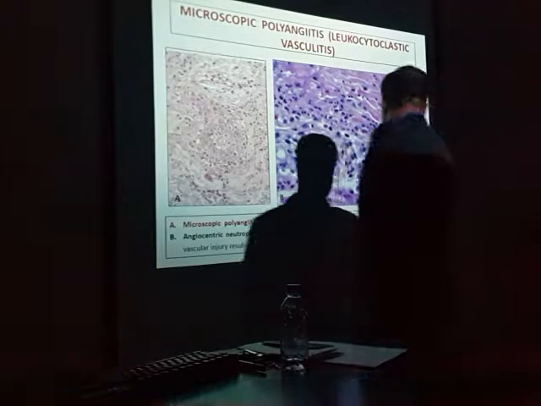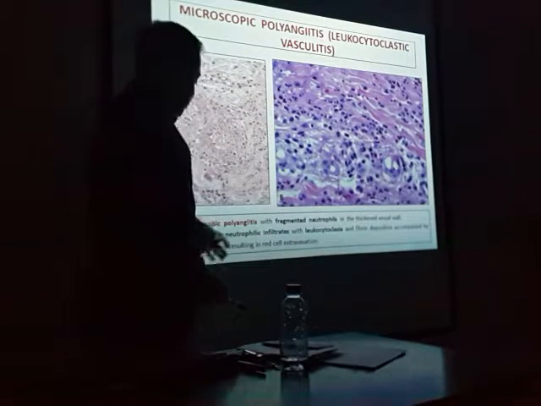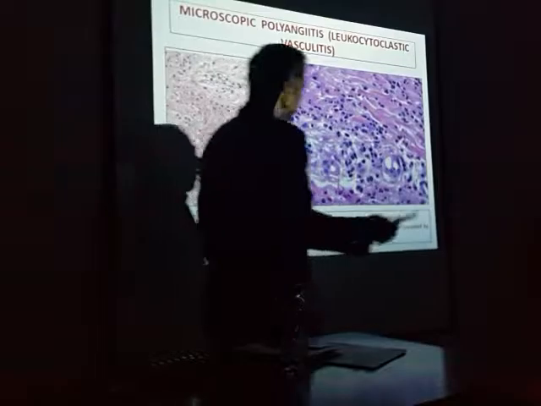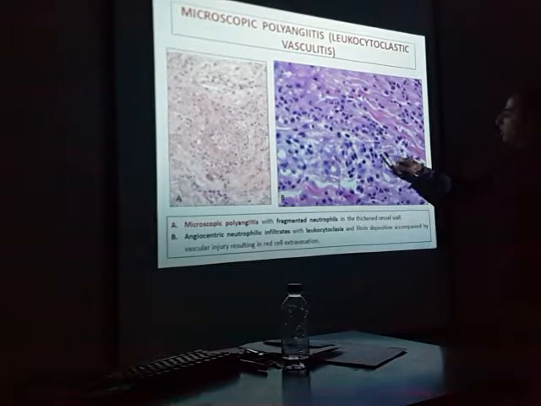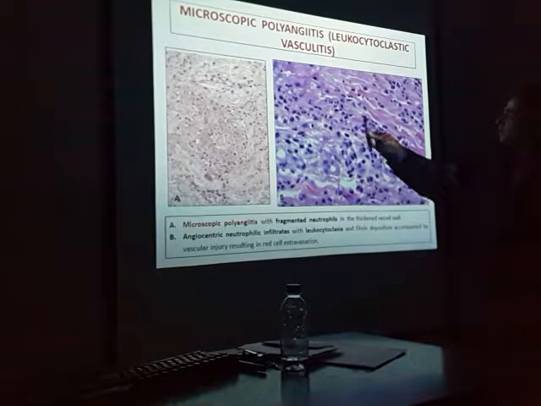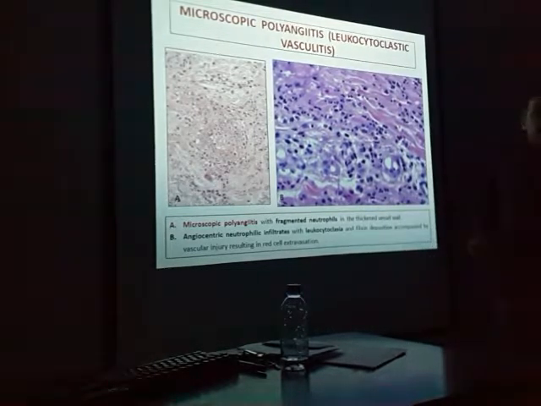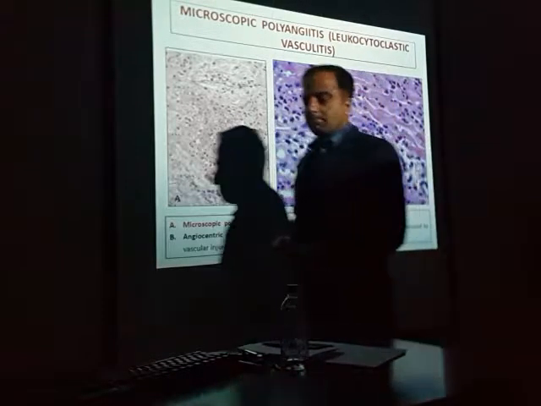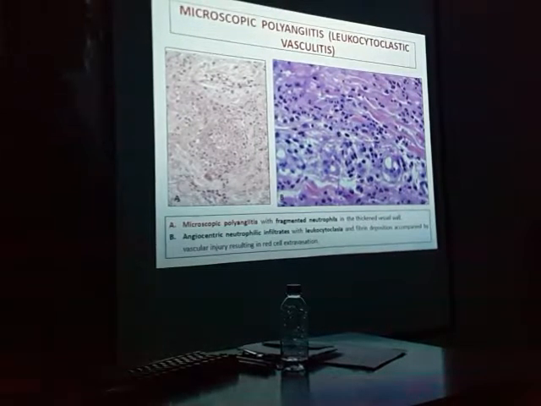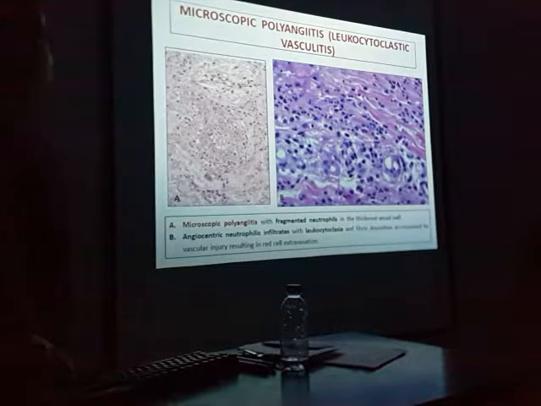So leukocytoclasia and fibrin deposition accompanied by the vascular injury, resulting in, you'll see one thing, many of the neutrophils have gone out of the vessels. Here, these are all neutrophils, and you can find the RBCs also. Extravasation, because of injury to the vessel wall, the neutrophils escape from the blood vessel. Okay, and the RBCs also escape. Is it clear? No granuloma. Yes, no granuloma here.